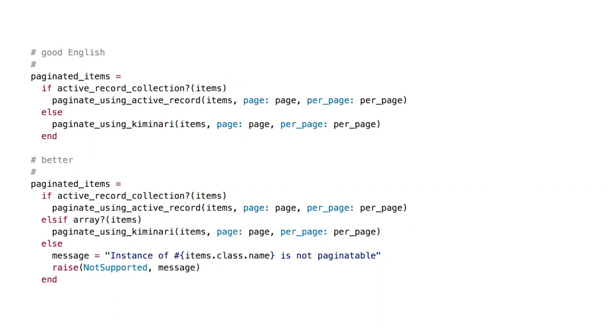Okay, so let's come back to the requirements again. If the items is an active record relation, we use active record pagination. Else, if it's an array, I'm going to use Kaminari. So if I'm passing a linked list here, what's going to happen? It's actually going to be paginated using Kaminari, which might work. I don't say it won't work, it might work.